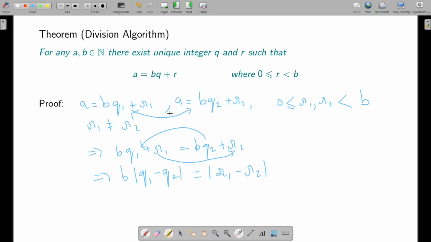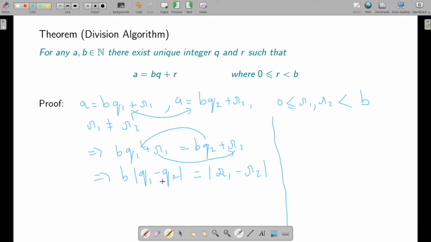So basically, if I prove that Q1 is equal to Q2, this will tell me that mod of R1 minus R2 is 0, which means that R1 is equal to R2. And if I prove that R1 is equal to R2, then using the previous argument, I can get that. So I just need to prove either that Q1 is equal to Q2 or that R1 is equal to R2.